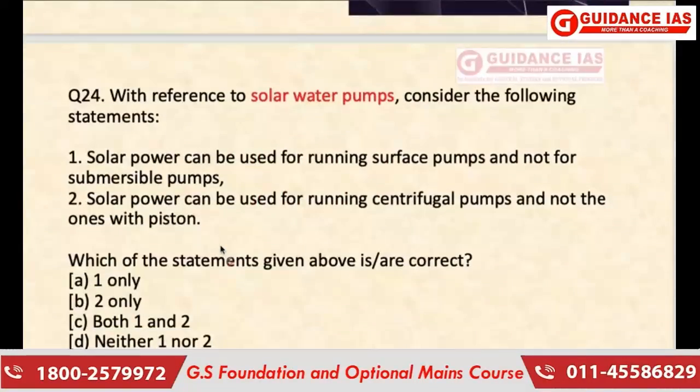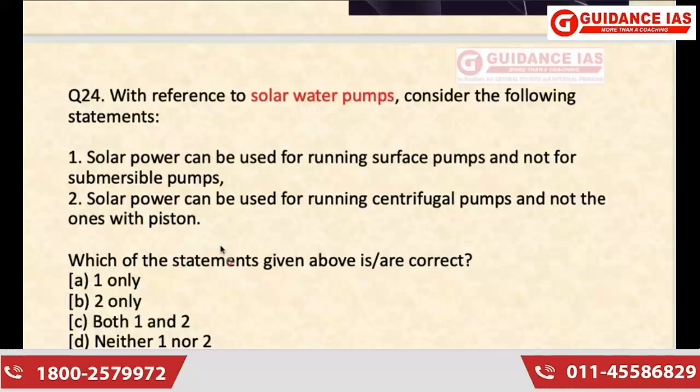Moving ahead with the last question of the day. Question number 24. With reference to solar water pumps, consider the following statements. Statement 1 says solar power can be used for running surface pumps and not for submersible pumps. The second statement says solar power can be used for running centrifugal pumps and not the ones with pistons. These are questions regarding solar water pumps.